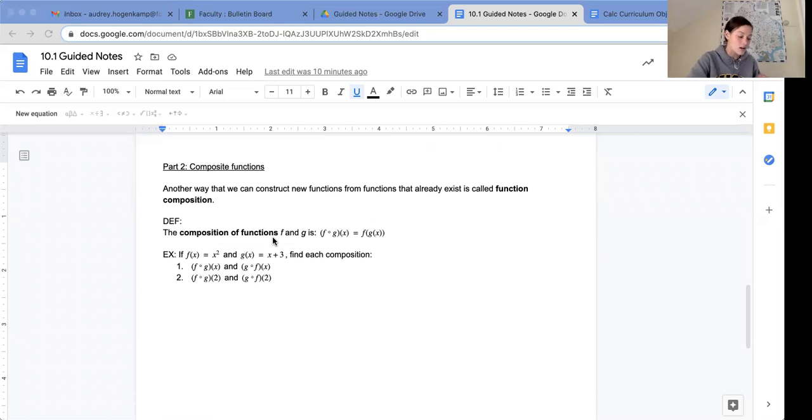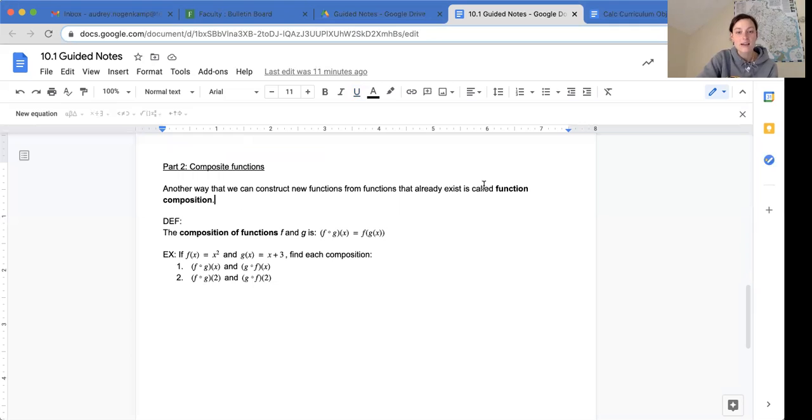Which brings us to part 2, which is composite functions. This is a little bit trickier, but you will get the hang of it. And once it clicks, it'll click. So if it doesn't click at first, that's okay. Just keep trying, and then at some point it'll be like, oh, I get it.